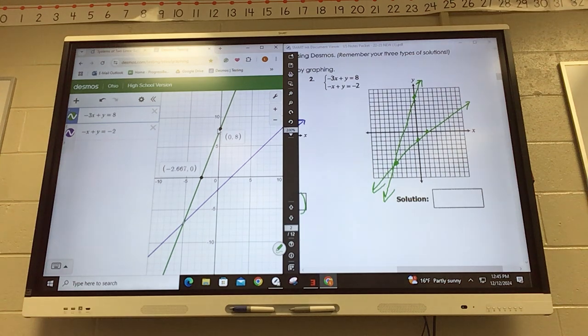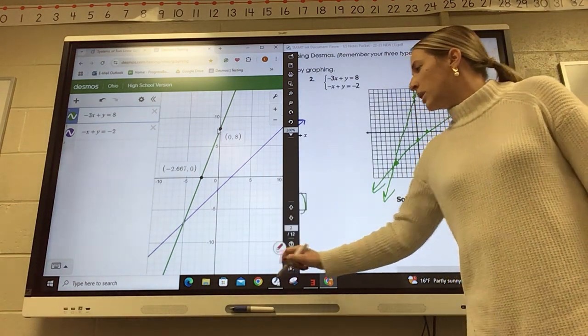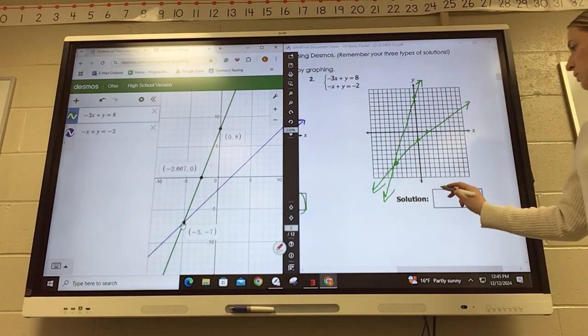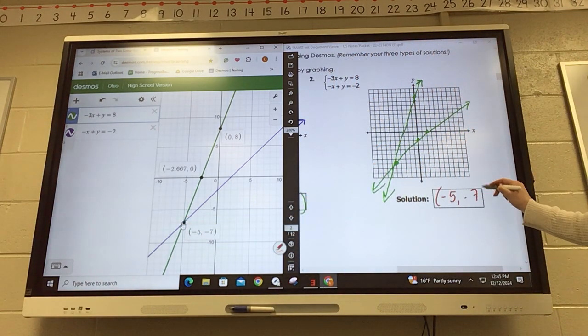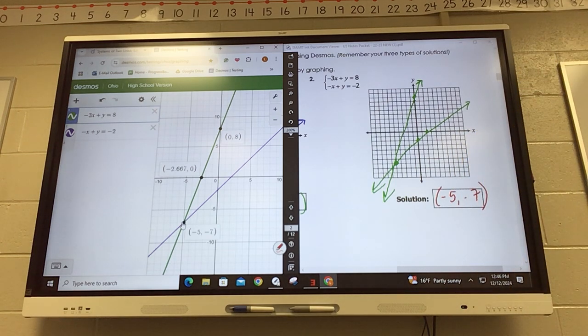Don't forget to label what your solution was. I know we graphed it, but I didn't write it down. My solution was -5, -7. Do we have any questions so far?